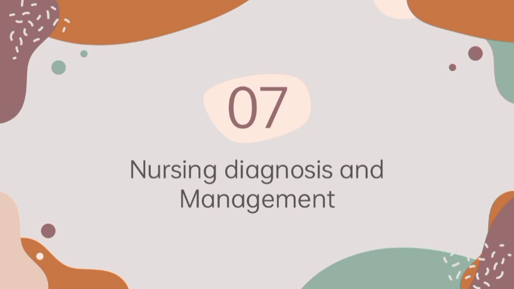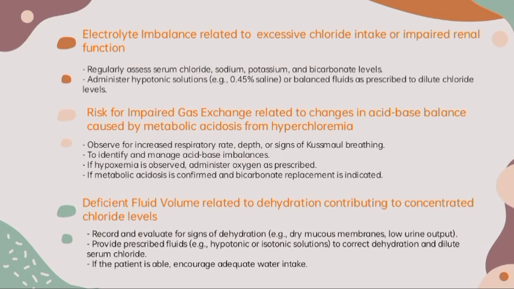So the first one we have is the electrolyte imbalance related to excessive chloride intake or impaired renal function. So its interventions are monitor lab values by regularly assess serum chloride, sodium, potassium, and bicarbonate levels. Following by regulating the IV fluids, administer hypotonic solutions or balanced fluid as prescribed to dilute the chloride levels.